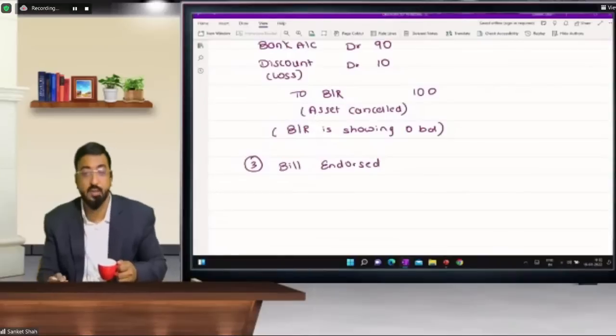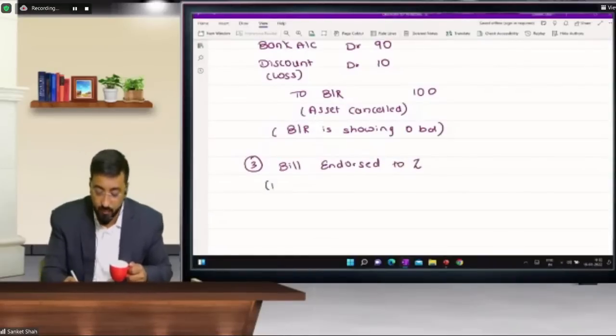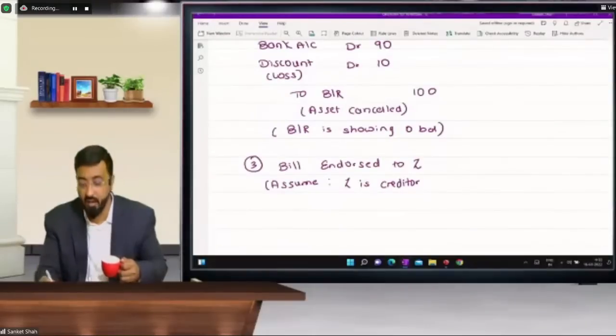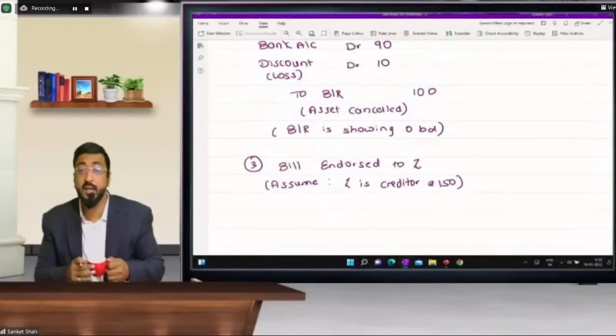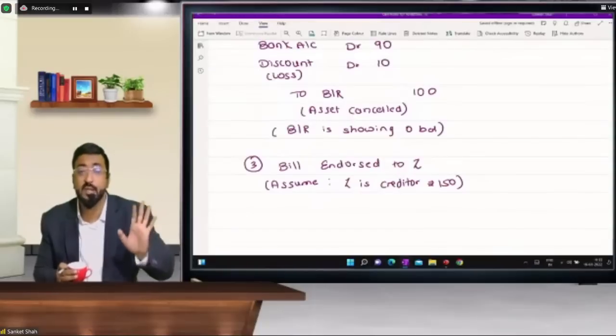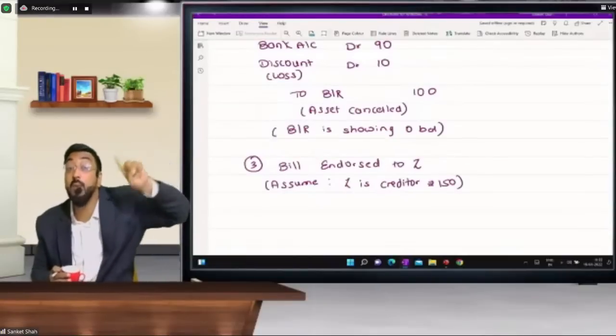Bill endorsed to Z. Assume Z is your creditor. Z is a creditor of rupees 150. But you told him, take this 50 rupees cash and take this 100 rupees bill which I received from X.